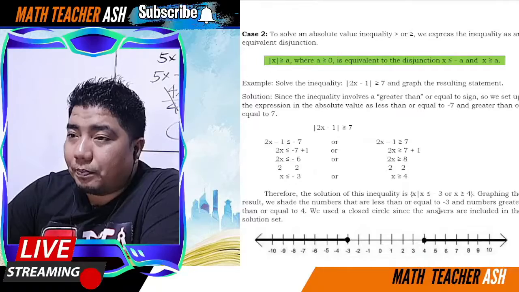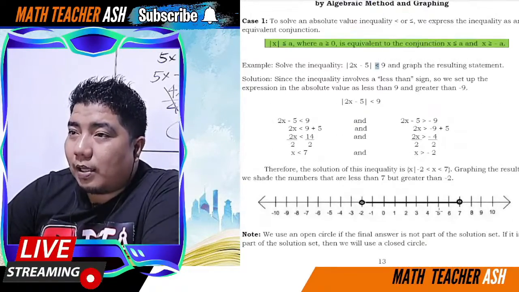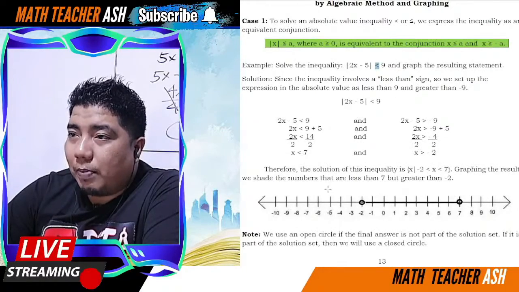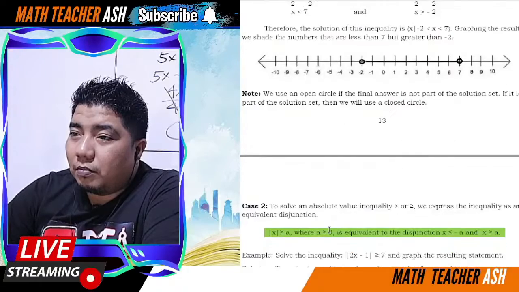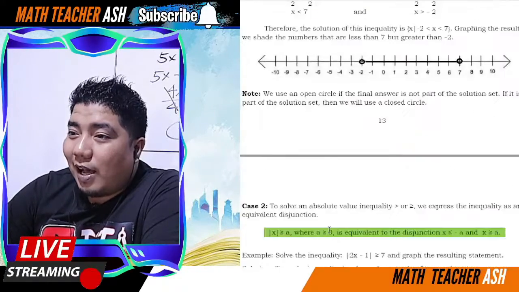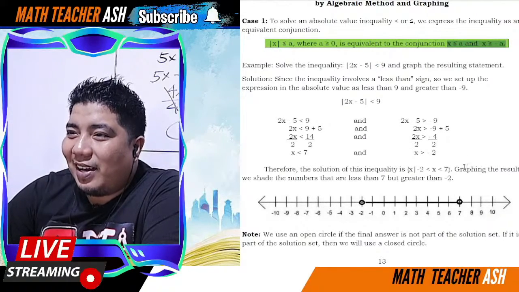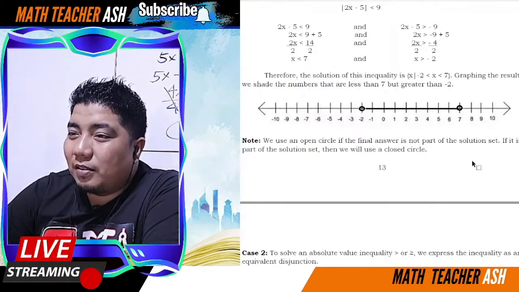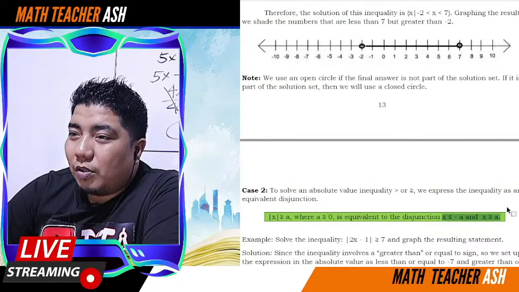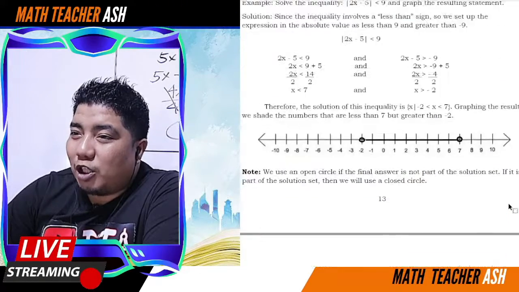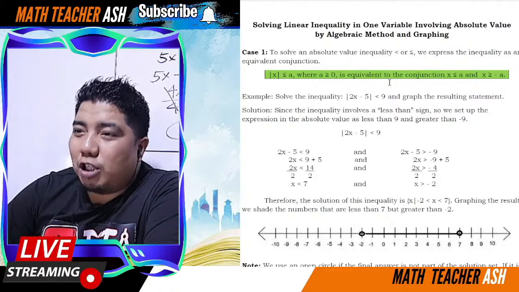Okay, tama pala. So the question is, bakit ang statement dito sa taas at sa baba ay pareho? Tama, di ba? Alright. Okay. Dito pala sila nagkakaiba. Ayan. Equivalent disjunction. Ito naman equivalent conjunction. Okay.